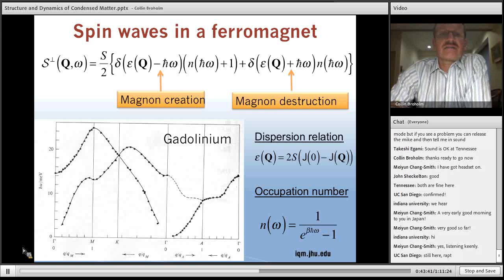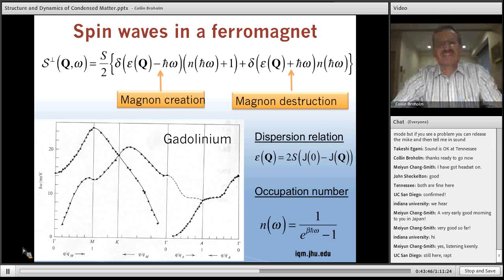So first, the case of spin waves in a ferromagnet. And in keeping with the general subject and the general gist of my presentation, I've written out the expression for S of q and omega, and it is the so-called transverse part of the scattering cross-section.